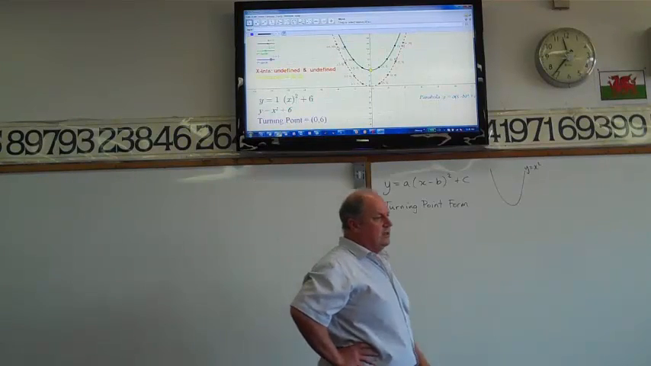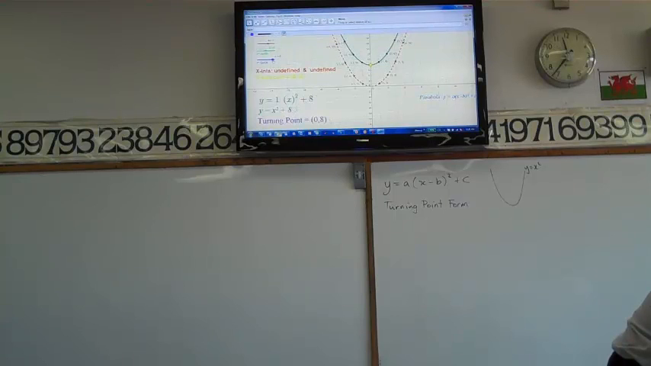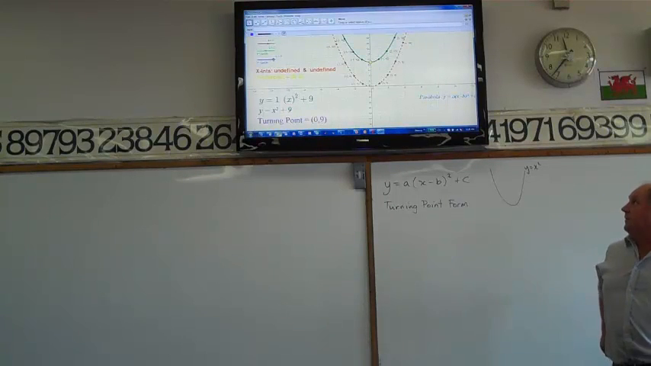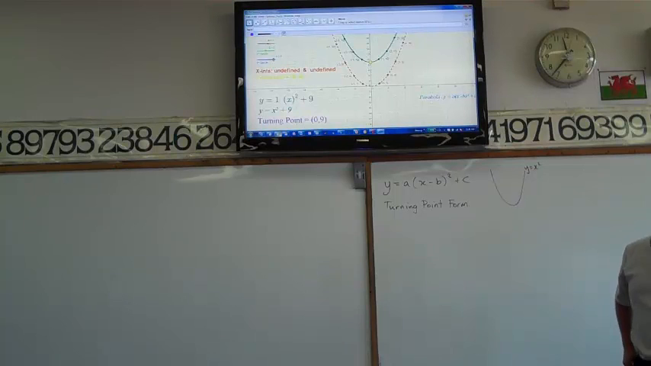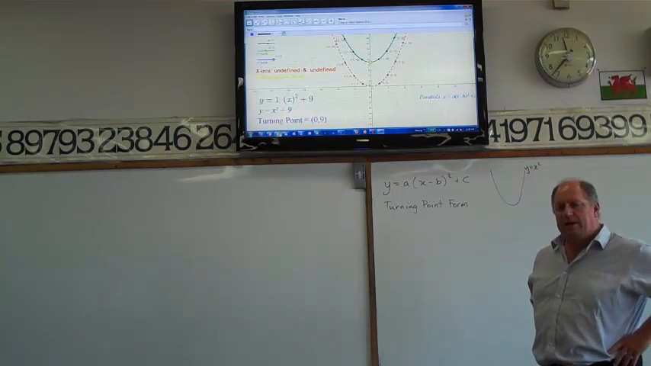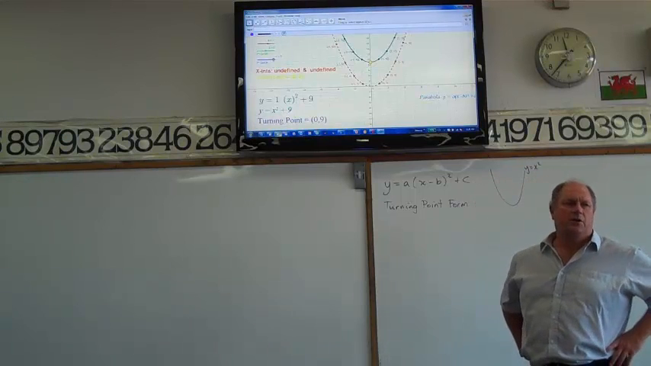So what do you reckon the next one's going to look like? Another 3. Where's the turning point going to go? 0, 9. Okay, so the next one we're asked to do is x squared plus 9. So there you go. You may not be able to draw all the points. You just have to draw what you can on that grid I've provided for you. And then I want you to start thinking about what we're going to write in the comment box.